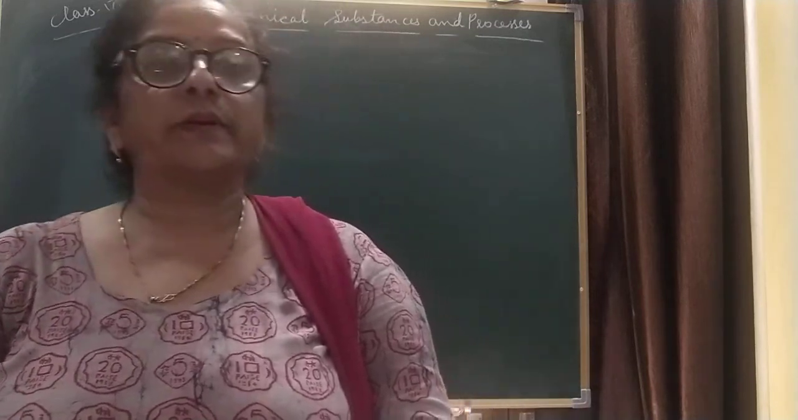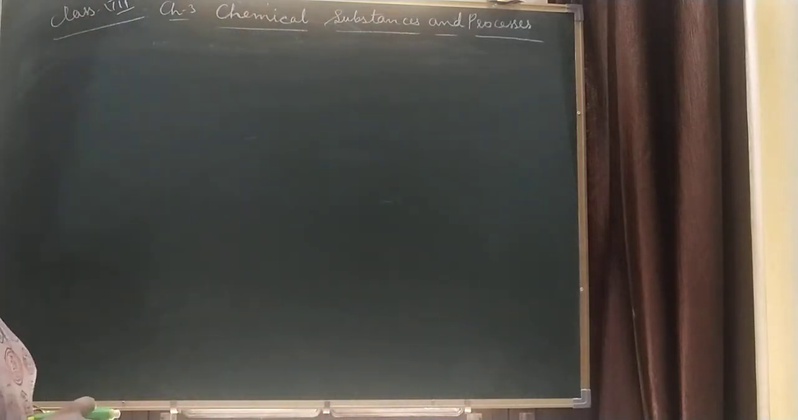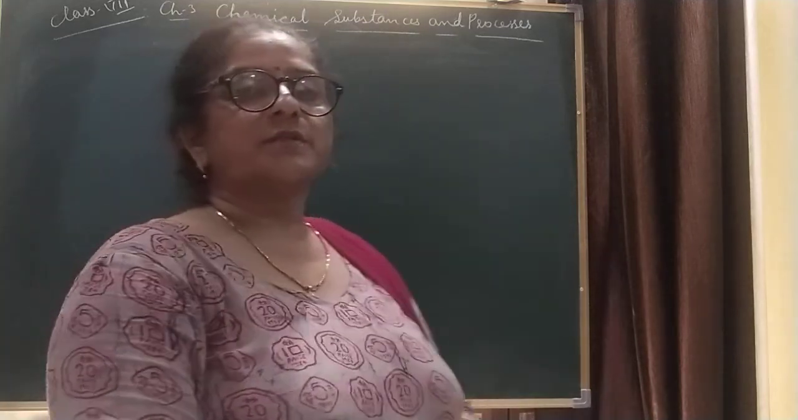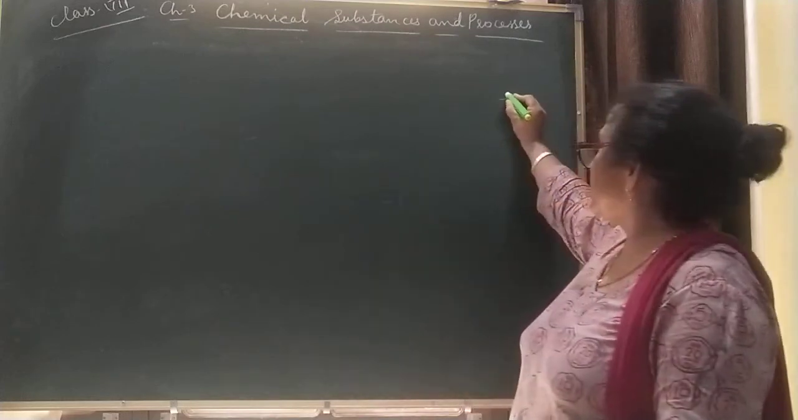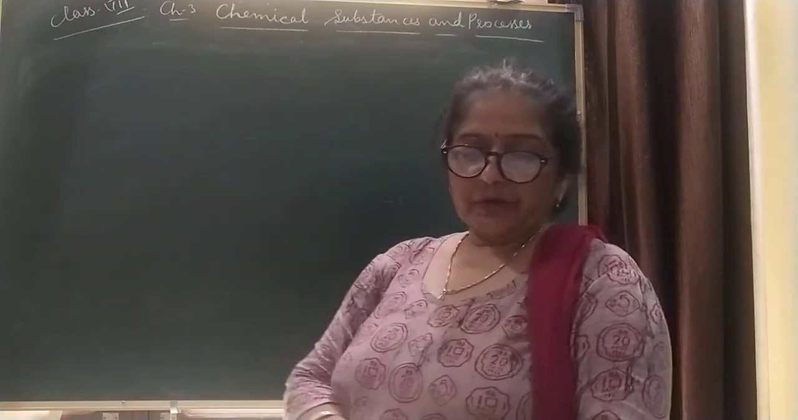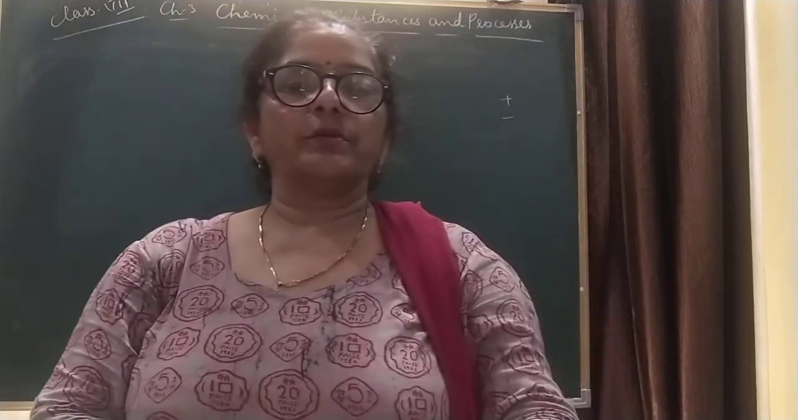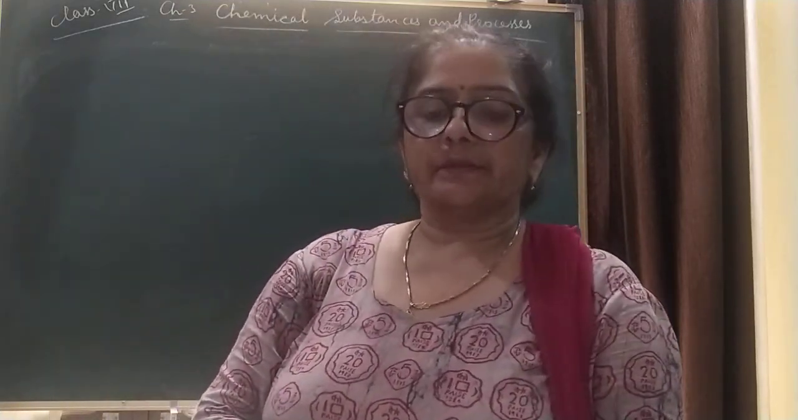Our next topic is how to write chemical formulas. In my last video, I told you about ions. Charged particles are called ions. There are two types of ions, positive and negative. In your book on page 34, I told you that different ions are given. Go through them and learn.